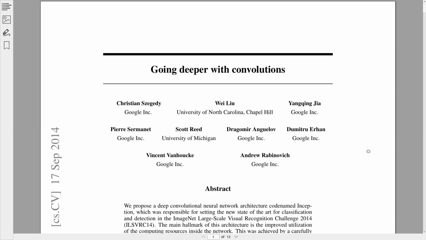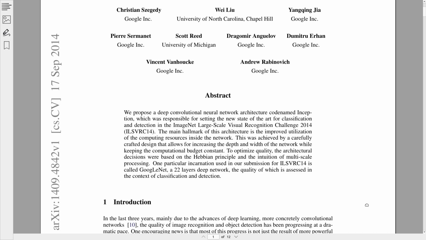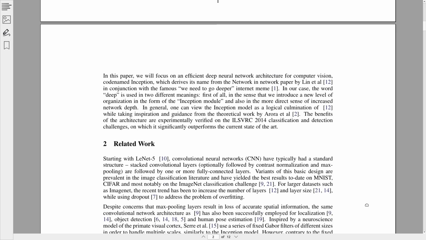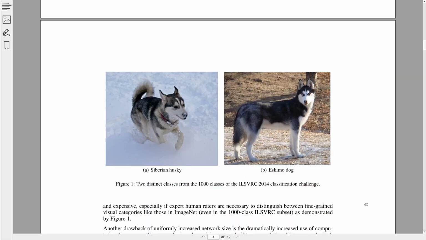Now here I'm looking at the original paper that was published in 2014, and the name of the paper is Going Deeper with Convolutions. I would say this is one of the most well-written papers, in that you can pretty much implement Inception V1 or GoogLeNet by looking at some of the diagrams in the paper. It was so well explained in the paper.